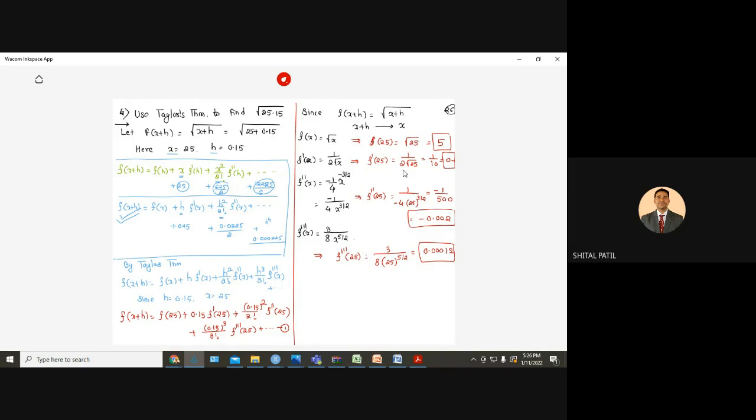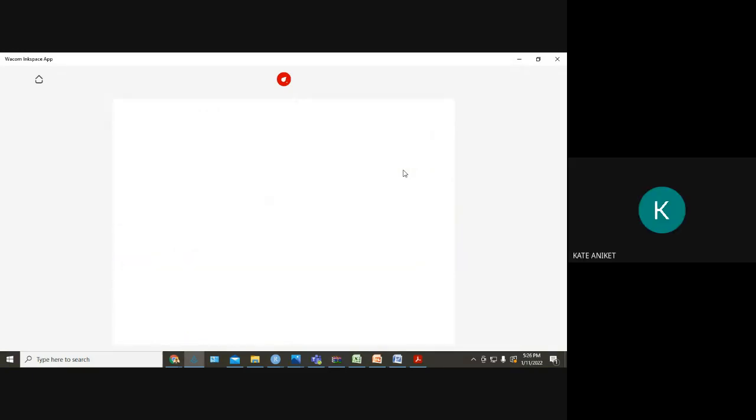Now, substituting all these values in equation number 1, I have to change the page. And then I think we'll stop after this example. And this is all about the expansion of function. Tomorrow we'll go through the next part. Can I change the page? Yes, sir.